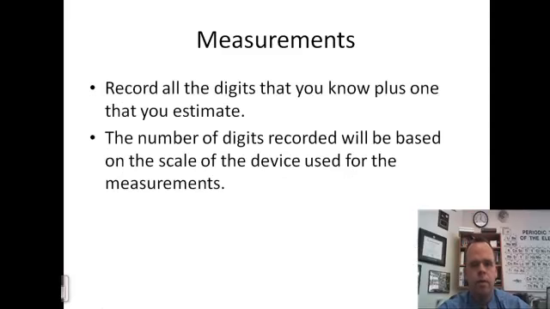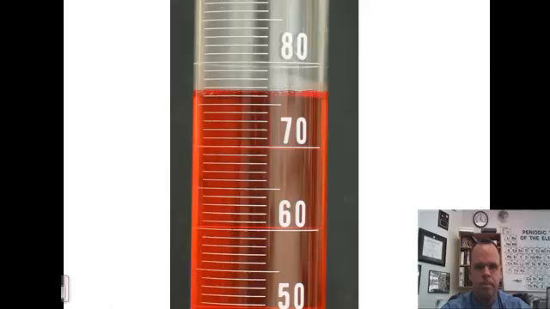The correct procedure for recording any data in this course is to record all of the digits you know for sure, plus the one that you estimate. So we will record, based on the scale that we're looking at, all the digits that we are certain of, plus one additional estimated digit. So the best way to talk about this is to look at a lot of examples.